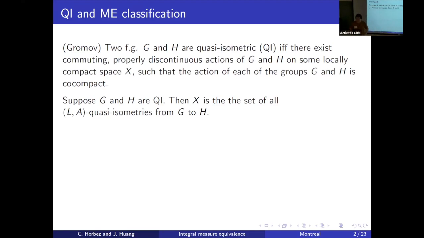What does commute mean? It means that I have G times H acting on the space: any homeomorphism coming from the G action and any homeomorphism coming from the H action commute. There exists a space and some action of G and some action of H that commute. So it means I have an action of G times H on the space. That's maybe the faster way of saying what commute means.